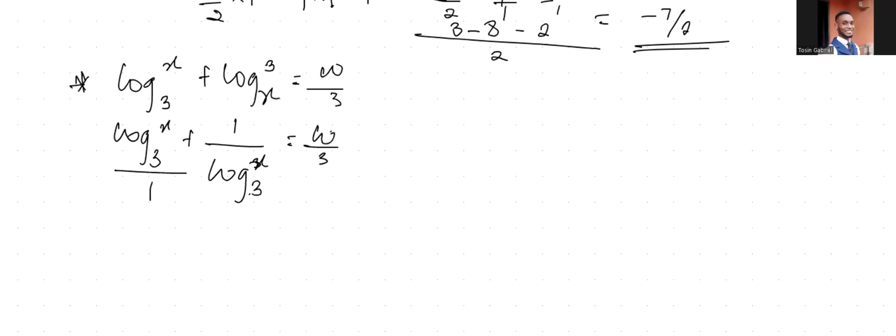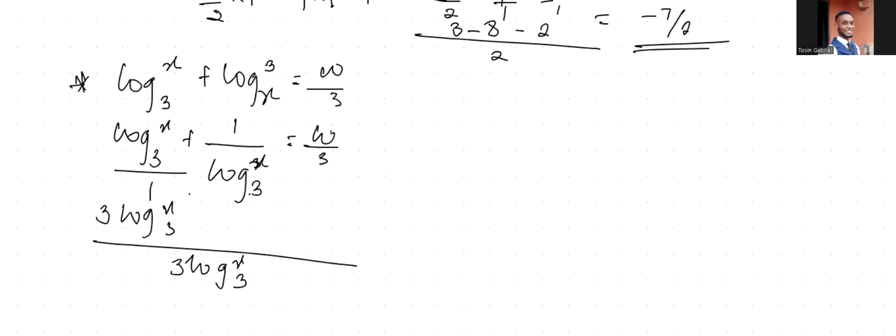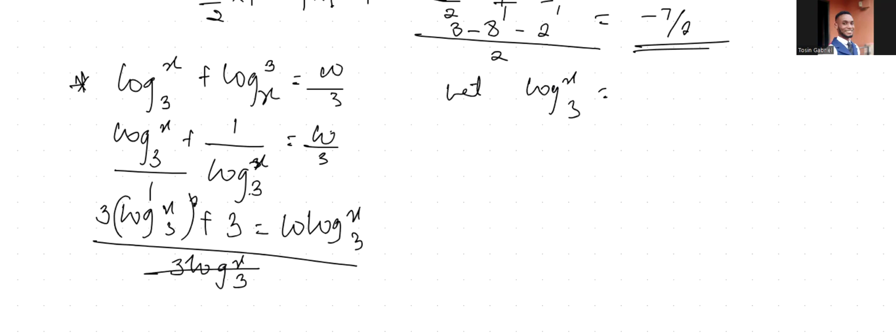So very easy. Just find the LCM, which is going to be 3 log x base 3. So this is going to be 3 times log x base 3 squared plus 3, which is going to be 10 log x base 3. So this cancels out. Then you can say let log x base 3 be equal to y. Then you can have 3y squared plus 3, which is equal to 10y. This automatically leads us to a quadratic equation, then you have 3y squared minus 10y plus 3, which is equal to 0.